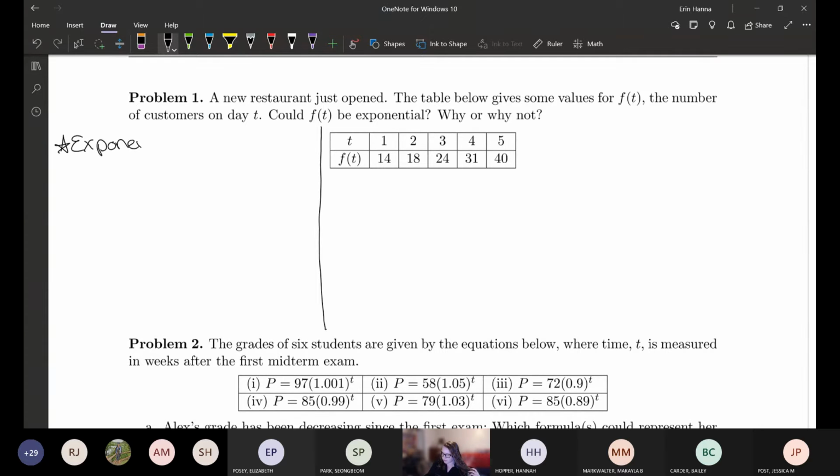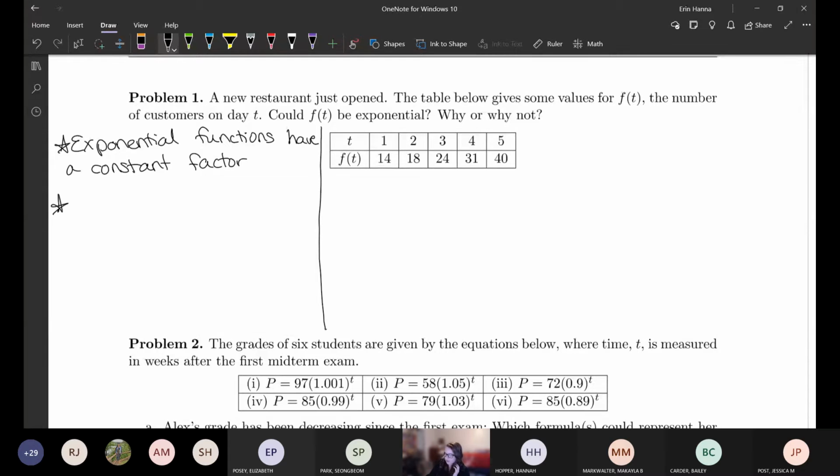Exponential functions have a constant factor. Linear functions have a constant slope. Exponential functions have a constant factor.